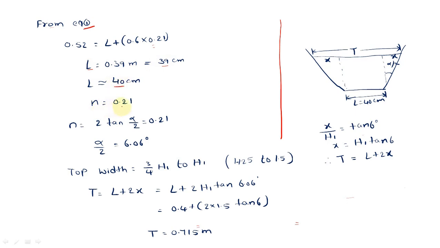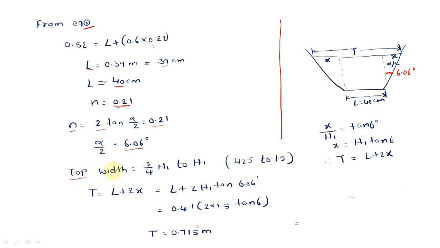Here n is 0.21, but I want alpha by 2. So n is 2 times tan alpha by 2, with 0.21 whatever the value we got. From here alpha by 2 is 6.06 degrees. And we will check for the top width.